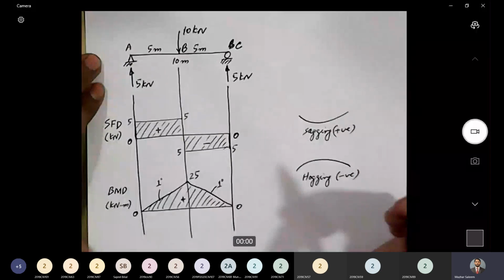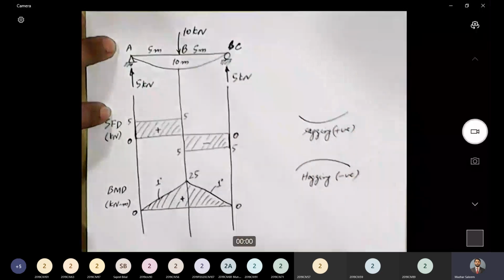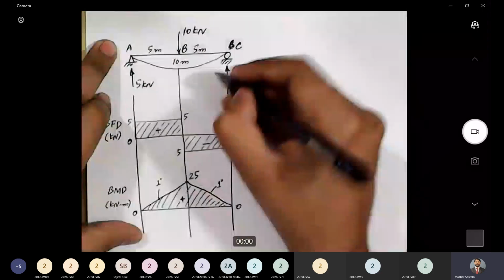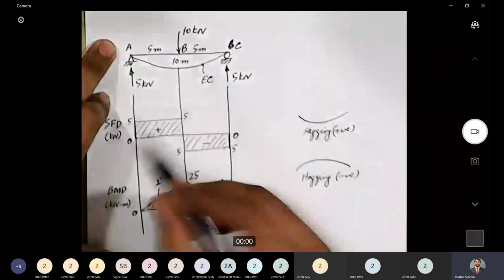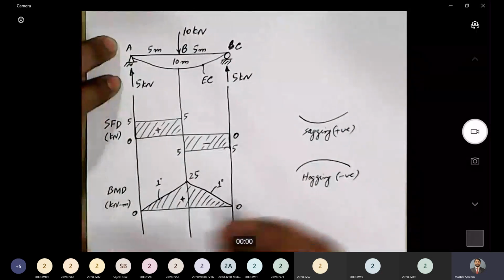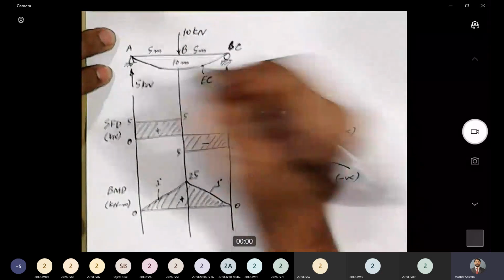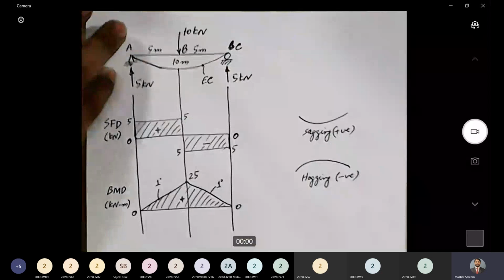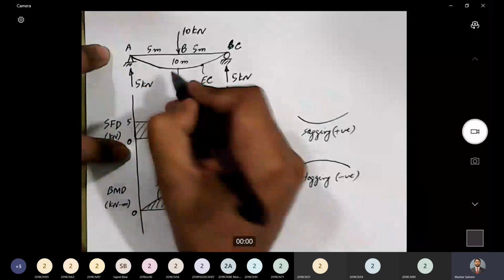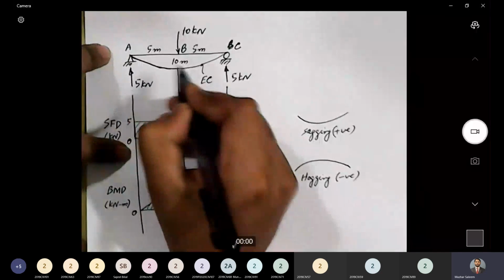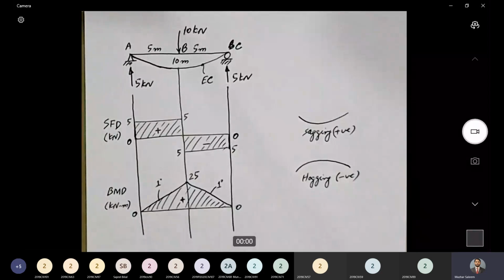Okay, so let me now draw the elastic curve. The elastic curve of the beam will be somewhat like this. This is the elastic curve, a smooth curve showing the deformed shape. Okay, so this is not actually a straight line. This is a curve. Sorry for the bad drawing. But this is a very smooth curve representing the elastic curve of this beam.